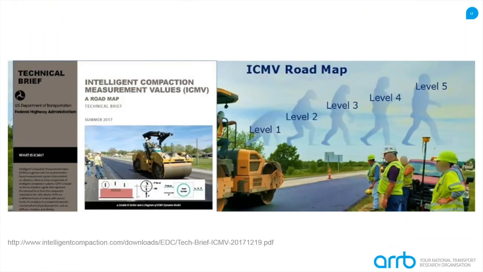In 2017, 2 years ago, Federal Highway had published an ICMV roadmap that detail all these different models to solve the ICMV value to reflect the level of compaction, starting from the level 1, 2, 3, 4, and ultimately to level 5. I'm going to talk more about level 5 ICMV later in the session. So that kind of delineates the evolution of the ICMV development in the past 40 years.